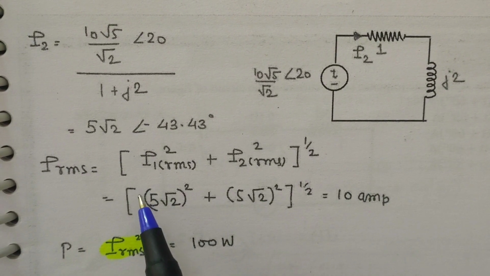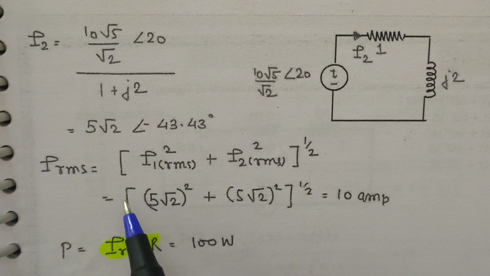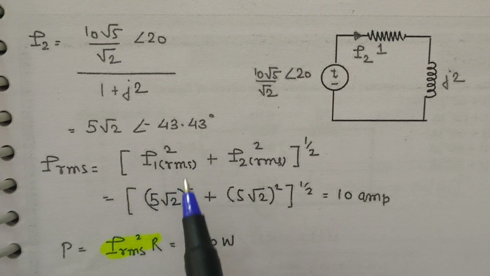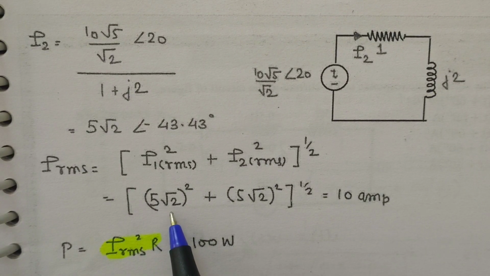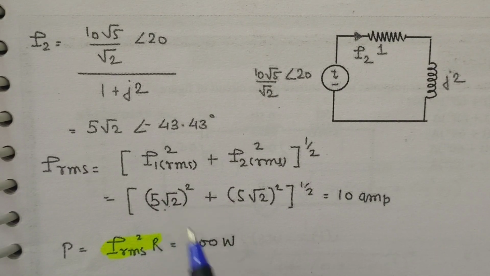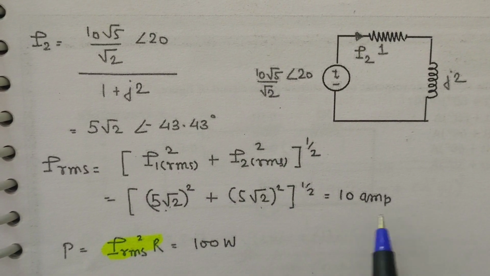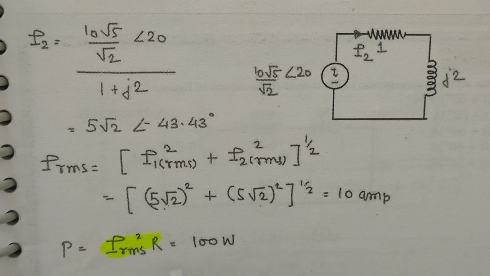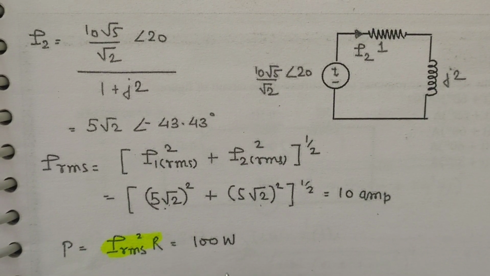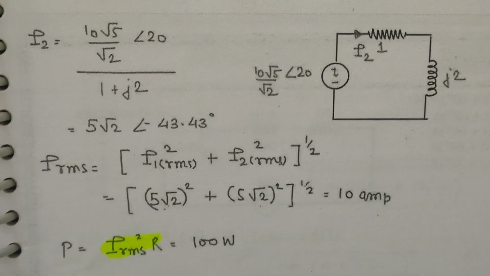Now we have to find I_RMS squared, that is the square root of the first current's RMS value squared plus the second current's RMS value squared. The first current RMS value is 5 root 2. The second current RMS value of magnitude is 5 root 2. You will get 10 amperes. P is equal to I_RMS squared into R, 100 into 1 ohm, which is equal to 100 watts.